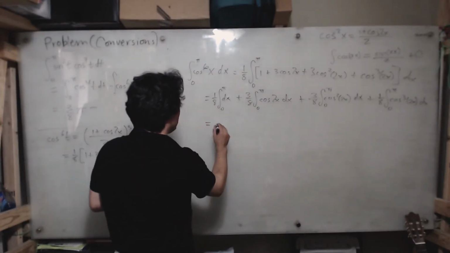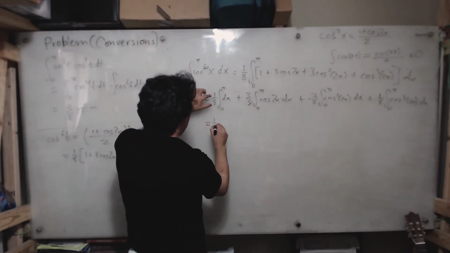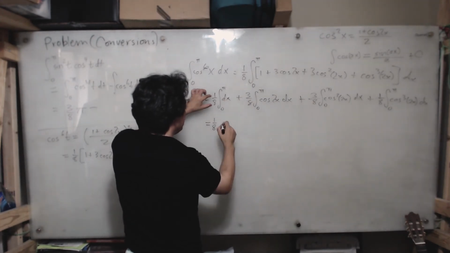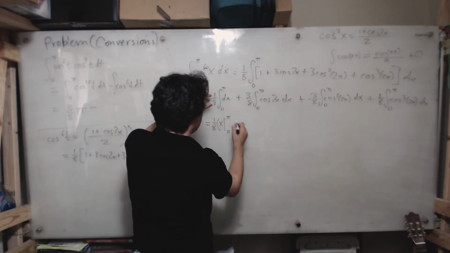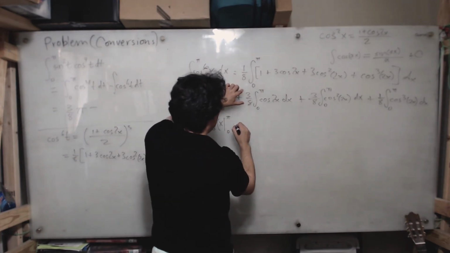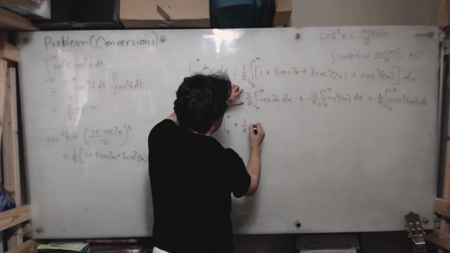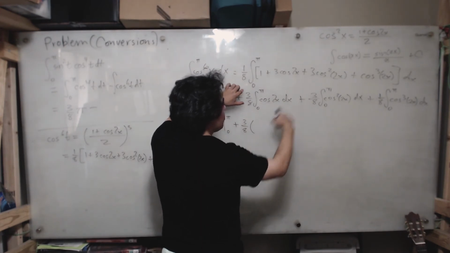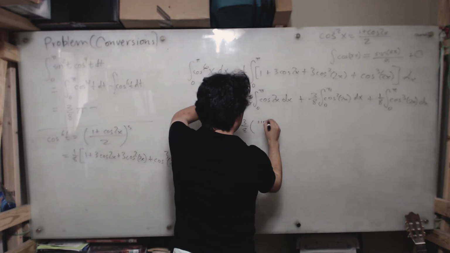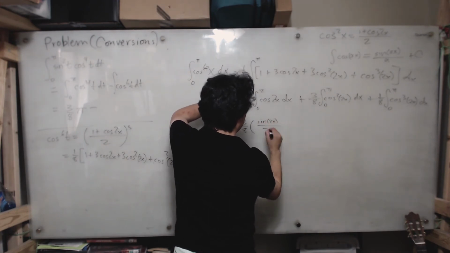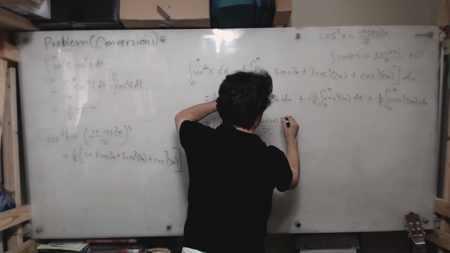Okay, this first one. Obviously, this is going to become 1/8. The integral of 1 dx is just going to be x evaluated from 0 to pi. Here, this one we can see is going to be plus 3/8. The cosine of 2x, the integral of that will be sine of 2x over 2. So sine of 2x over 2 evaluated from 0 to pi.